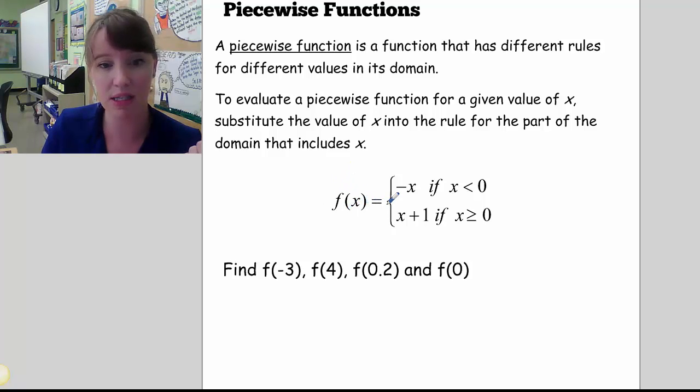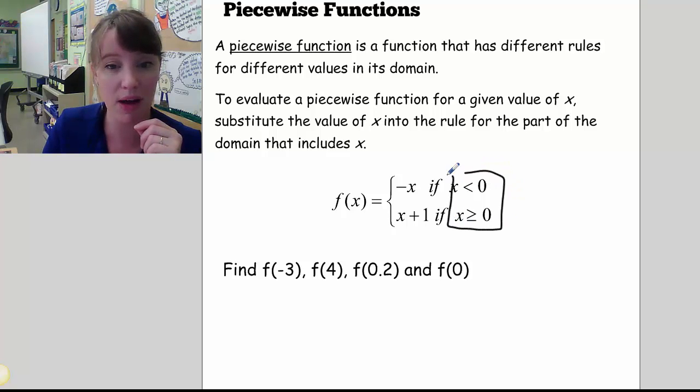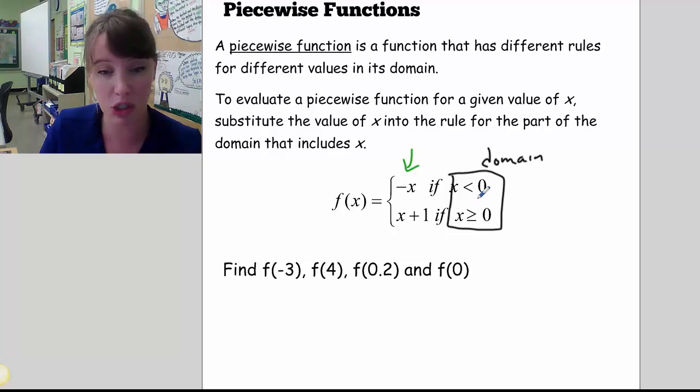So what it looks like is this. It says f of x is equal to some function if x is within a certain range. So it's equal to negative x if x is less than 0, or x plus 1 if x is greater than or equal to 0. Depending on the values in the domain, the values that we're inputting, the output rule is going to be determined by different values of the domain.